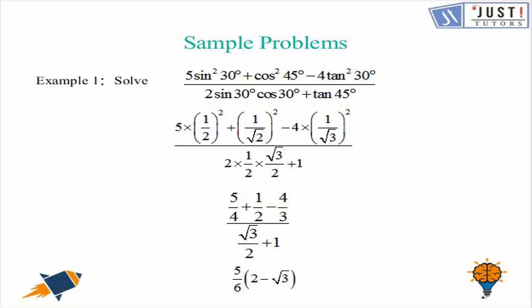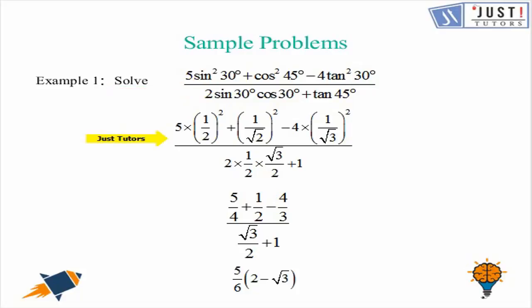So question number 1 says to solve the expression, which is 5 sine square 30 degrees plus cos square 45 degrees minus 4 tan square 30 degrees, whole divided by 2 sine 30 degrees cos 30 degrees plus tan 45 degrees. So if you notice, all the angles we've got here are the specific angles about which we have just learnt. So we just need to go to the table, look at the value and substitute all of them right here.